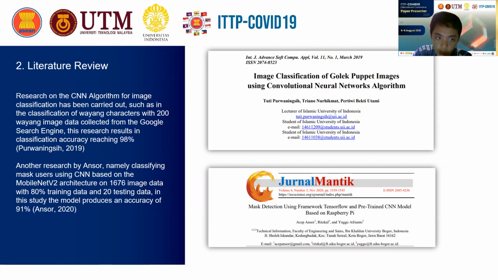The second is literature review. Research on CNN algorithms for image classification has been carried out, such as in the classification of fine characters with 200 fine image data collected from the Google search engine, and the classification accuracy result was 98%. Another research by Ansar classified mask users using CNN based on a mobile phone architecture. In this study, they had 1,076 image data with 90% training data and 10% testing data. In the study, the model produced an accuracy of 91%.